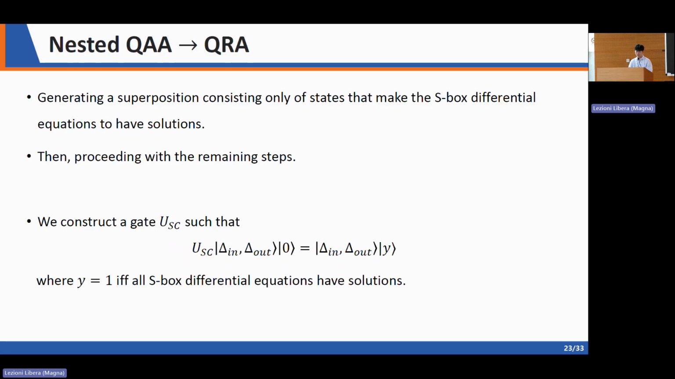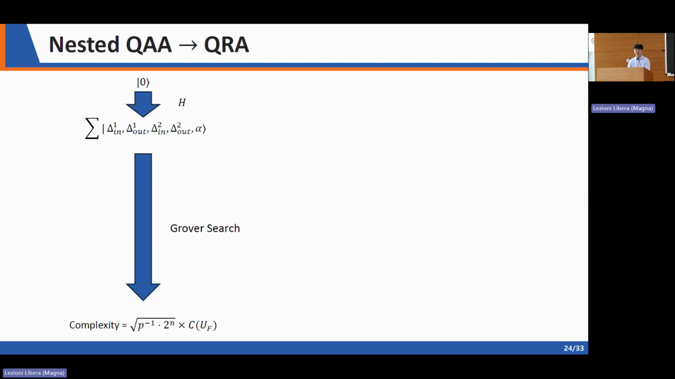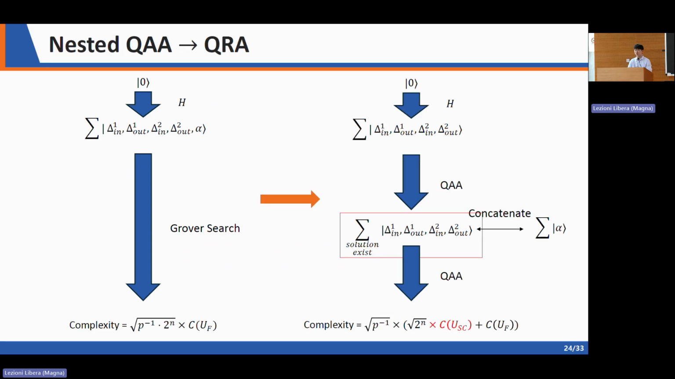To do this, we construct the quantum gate for solution checking and use this gate for the first QAA. A state consisting of only states that have solutions remains after the first QAA. We then concatenate the quantum states for alpha and proceed with the remaining steps. And as a result, we can reduce the complexity by the difference between the cost for the UF gate and the cost for the solution checking gate.